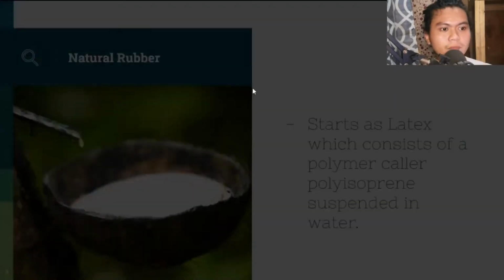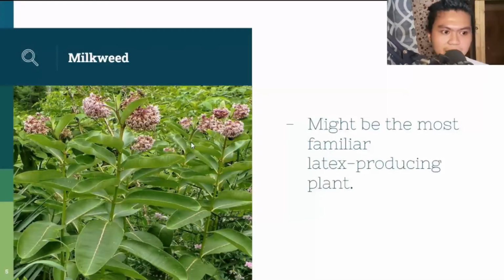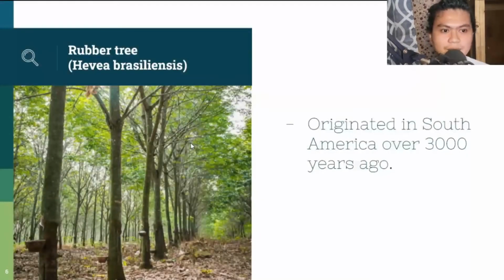Over 2,500 plants produce latex, a milk-like sap material as seen in the photo, and milkweed might be the most familiar latex-producing plant to many people. But commercial latex comes from a single tropical tree, Hevea brasiliensis. Now, it originated in South Africa over 3,000 years ago.